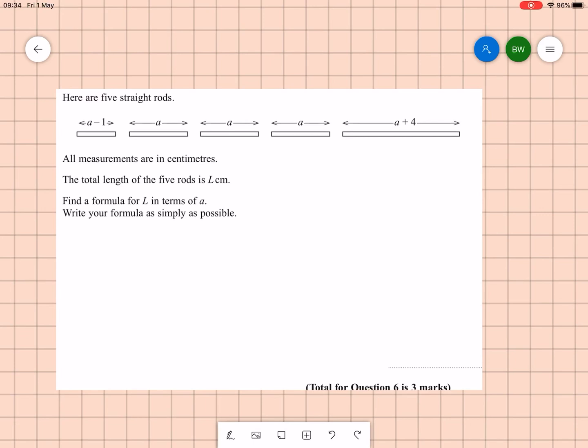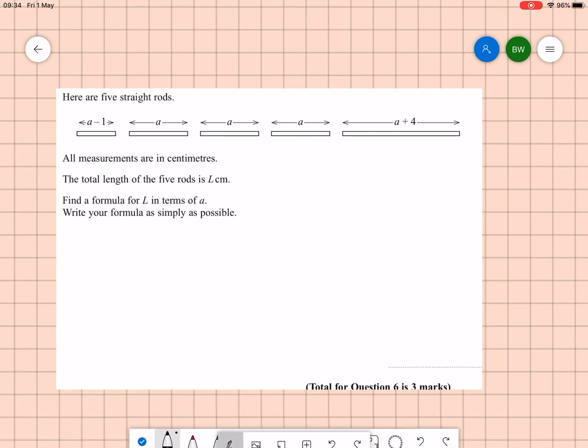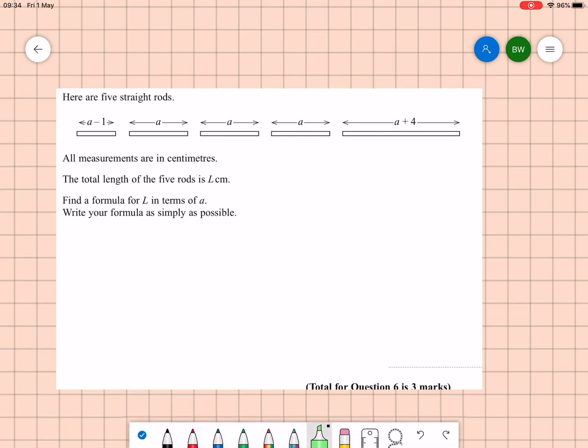Question 2. Again, pause the video, give it a go, and then we're going to go through the answer. So here are 5 straight rods, A minus 1, A, and A plus 4. All measurements are in centimetres and the total length can be described as L. Find a formula for L in terms of A. Write your formula as simply as possible.